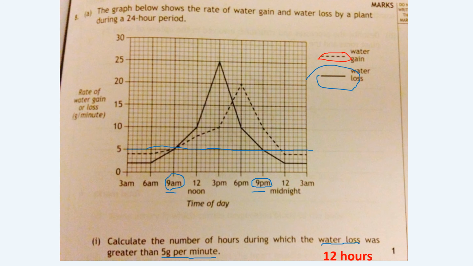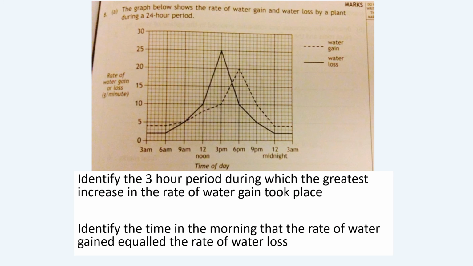So 12 hours. The next question says, identify the 3-hour period during which the greatest increase in the rate of water gain took place, and identify the time in the morning that the rate of water gain equaled the rate of water loss. So pause the video and try to come up with the answers before I go over it with you. So the answers would be, we're looking for a 3-hour period in which the greatest increase in water gain took place. So we're looking at water gain and a 3-hour period. So water gain would be our dotted line, and we're looking for an increase.